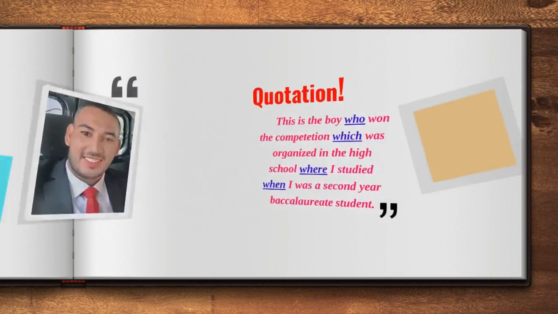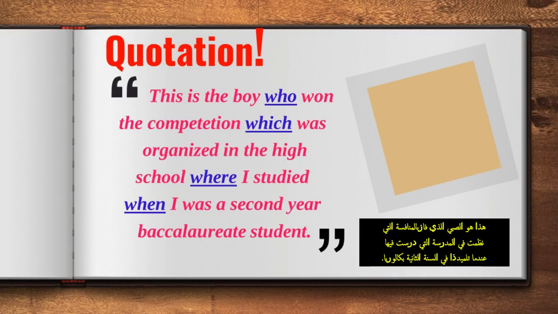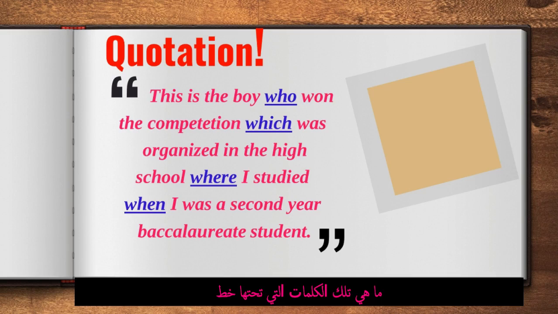So we're going to start this lesson with this sentence or this quote. It says, "This is the boy who won the competition which was organized in a high school where I studied when I was a second-year baccalaureate student." So in this sentence, we've got some words which are underlined. And the question is, what are those underlined words?